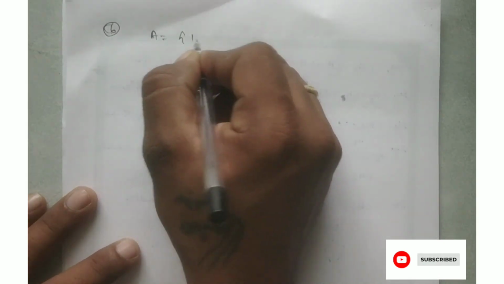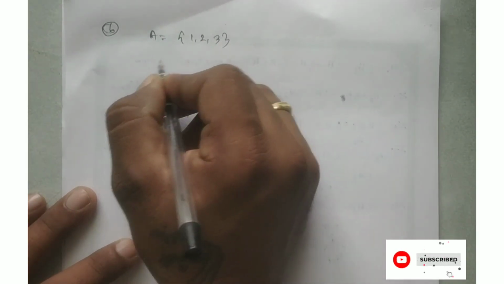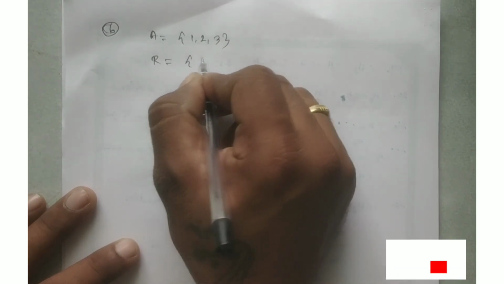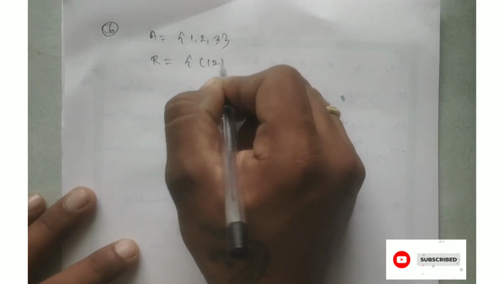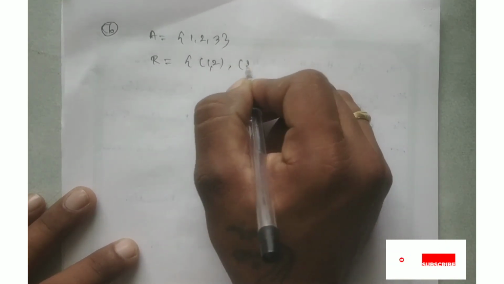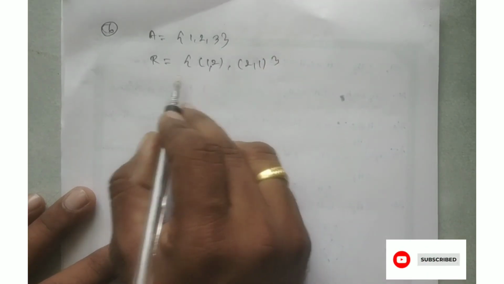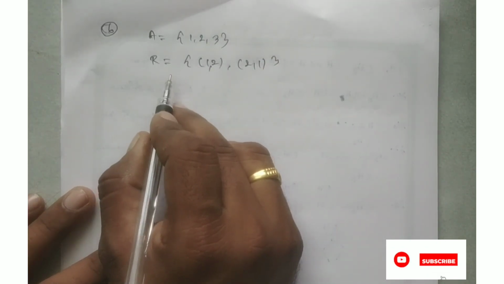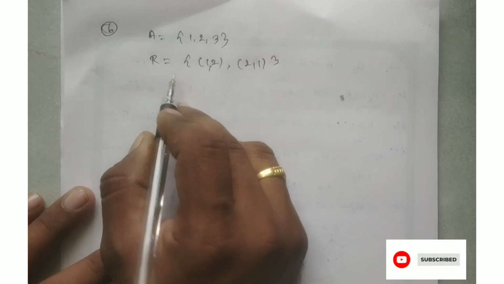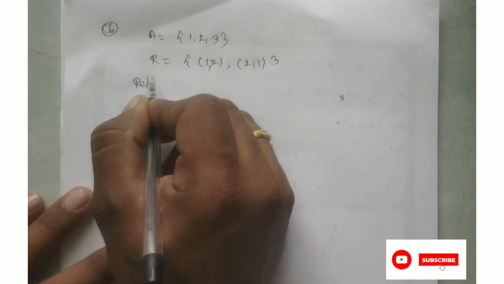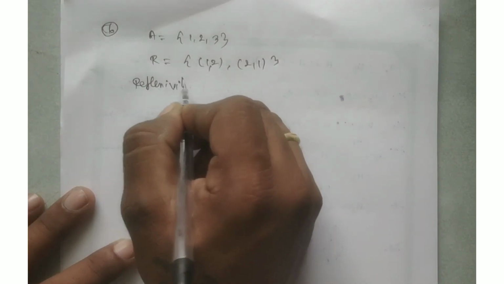Question number 6. The set A is given here as {1, 2, 3}, and the relation is defined here as {(1, 2), (2, 1)}. Only two elements are in the relation. We will prove that this relation is symmetric but neither reflexive nor transitive. We have to prove. So, first one is reflexivity.